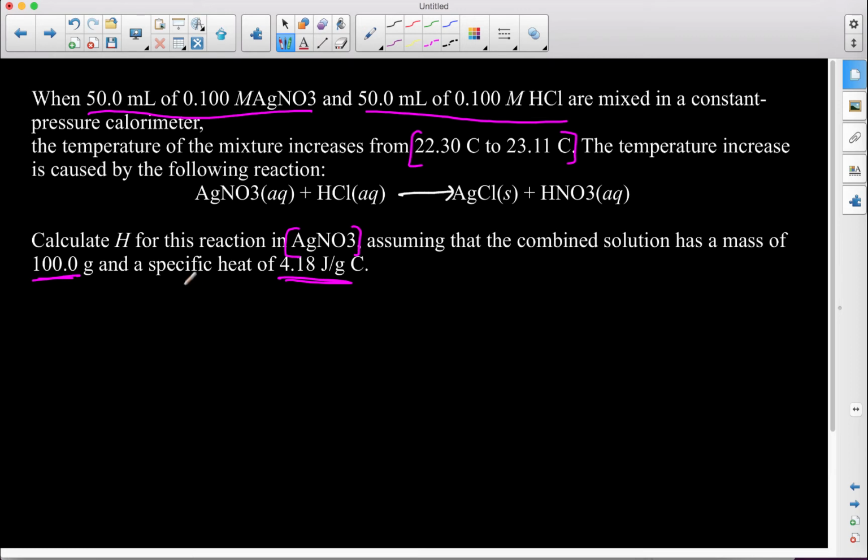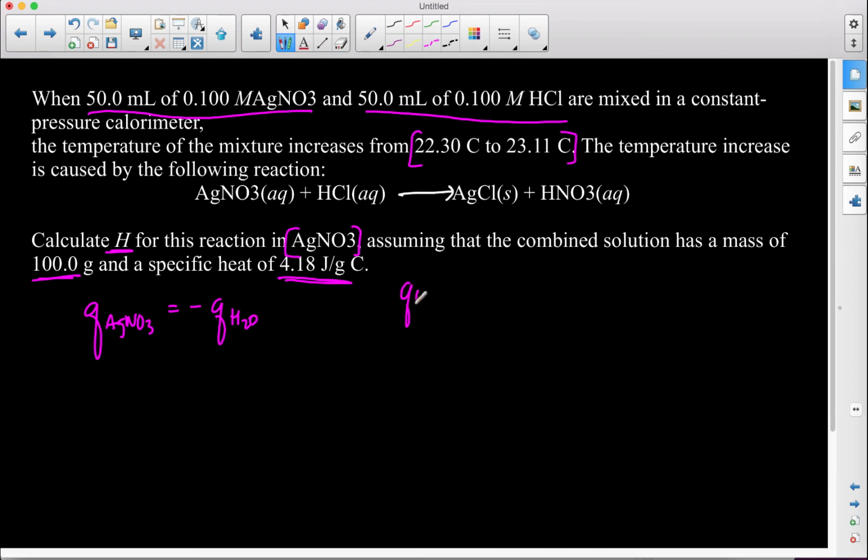So let's go ahead and define all of our parts. This is just how I prefer to do it. So Q equals mC delta T. We have to find Q. Now, our goal is to find the Q of AgNO3, which is going to be equal to the opposite of Q water. Yes? The Q of AgNO3 is opposite of Q water. All right, let's put that tidbit aside.